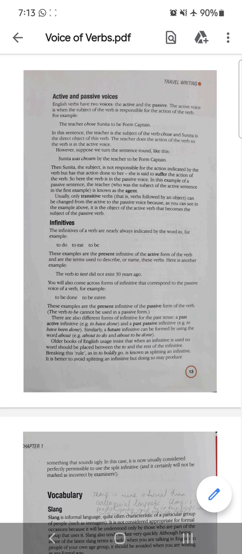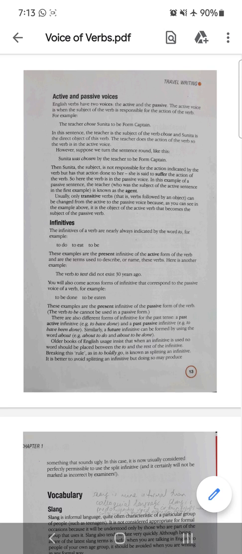Now, to do is active. To be done is passive. To eat is active. To be eaten is passive. These examples are the present infinitive of the passive form of the verb. The verb to be cannot be done in the passive form. There are also different forms of infinitive in the past tense. So the examples that we looked at were present. Now, what if we have past?